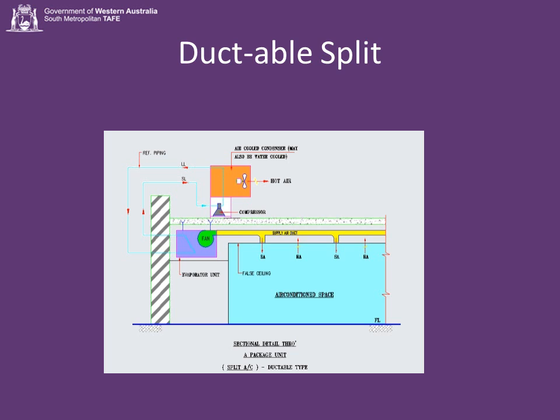You can have a ductable split, and this is what you may have in a larger house. A ducted split, you always know it's a ducted split because it has a separate outdoor unit, hence it is split.